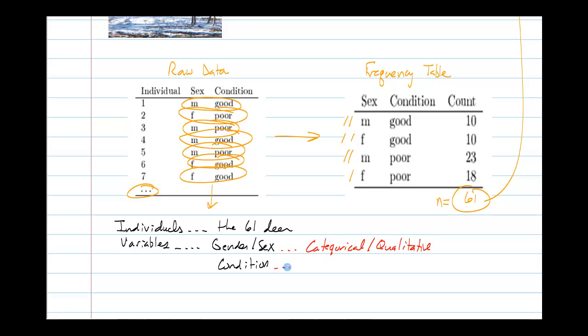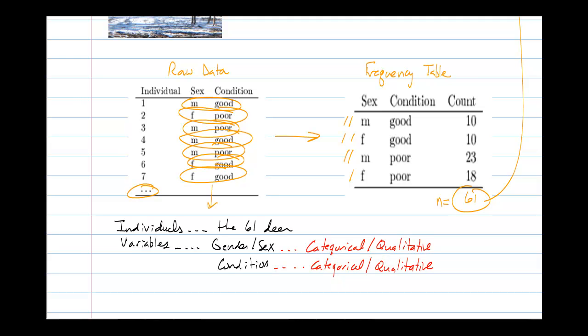So same for condition, it is categorical or qualitative. Now when I have an example like this where I have categorical or qualitative random variables, I can come up with a frequency table, and then I could find percentages if I wanted. So for instance, 10 over 61, 10 over 61, 23 over 61, and 18 over 61 would make up the percentages and the relative frequencies. So let's produce that table as well.